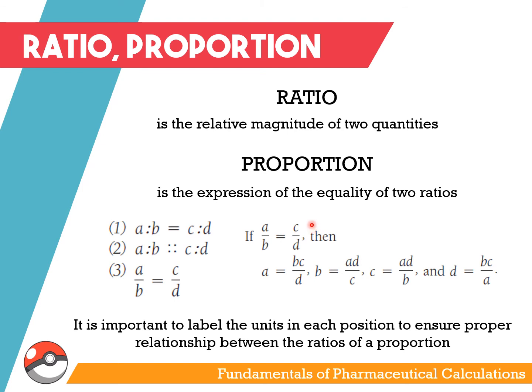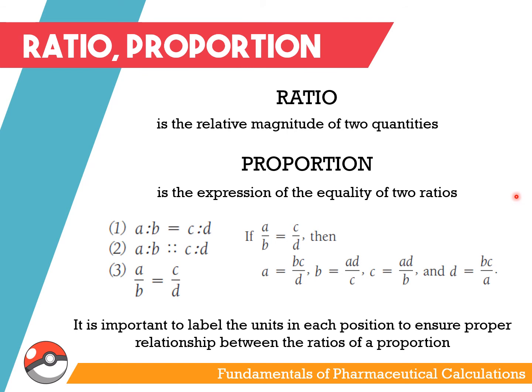Since B is not yet alone, meaning it still has C by its side, you should divide both sides by C. That's what we did here. Since you divided by C, it got cancelled since they contain the same variable. So we now have B is equal to A times D over C. C and D can be derived the same way.